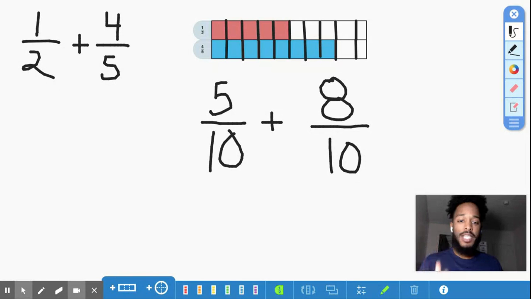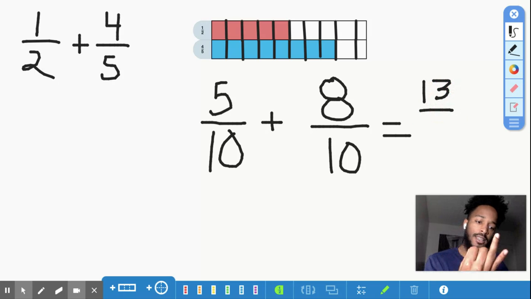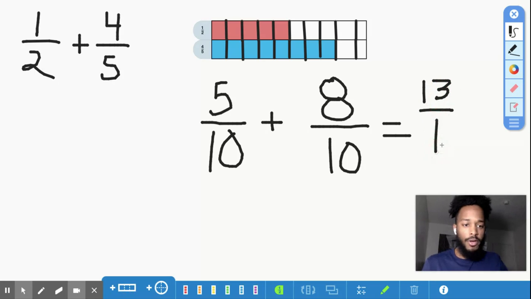So now 5/10 plus 8/10 gives you what? Did you say 13/10? I heard somebody say 13/10. I heard everybody that said it. 13/10. 8 plus 5, 8, 9, 10, 11, 12, 13/10.